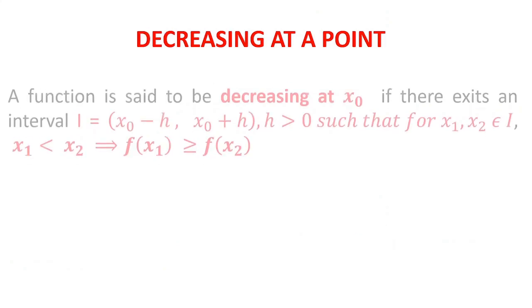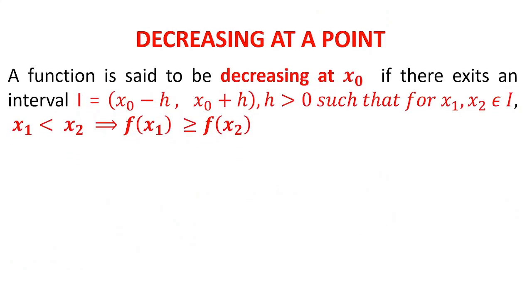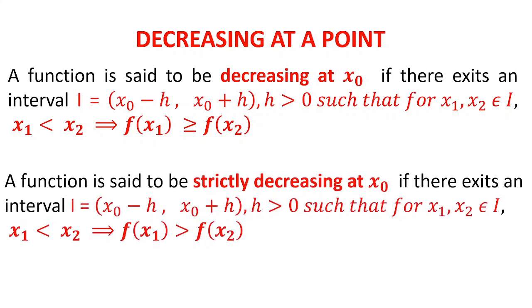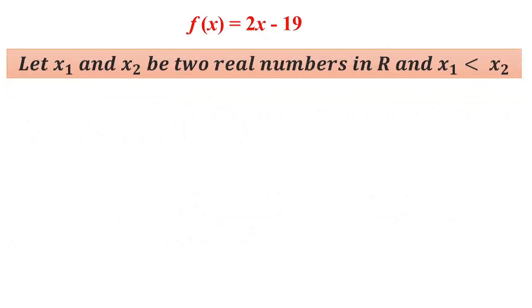Now you can remember that for decreasing, the other way: if you take 2 points x1 and x2, if f of x1 is greater than or equal to f of x2, it is decreasing. Suppose x1 is less than x2, but you get f of x1 strictly greater than f of x2, it is strictly decreasing. Well, now you take one example.